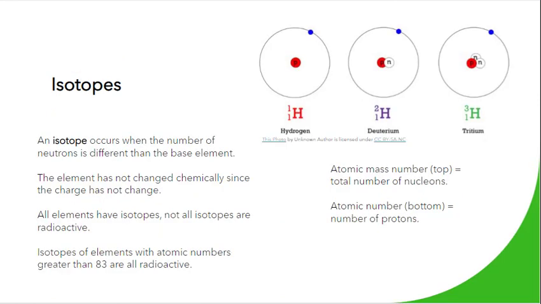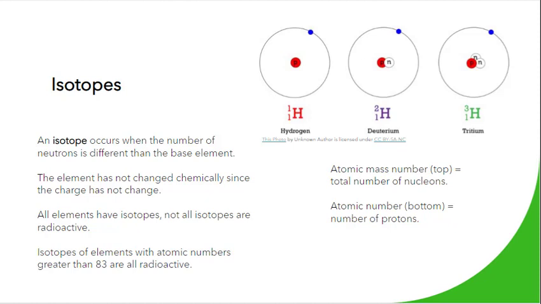And when these decays happen, you end up with isotopes. Isotopes are when the number of neutrons is different than the number of neutrons found in just the base stable atom. It doesn't change the element chemically, but it could be that the isotope is radioactive. It's not all the time, but some of the times it can be.